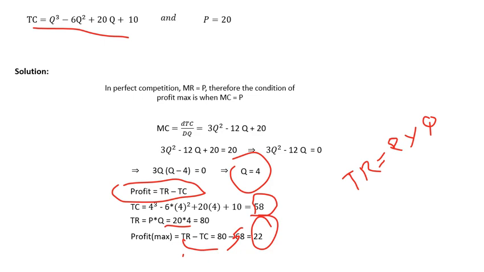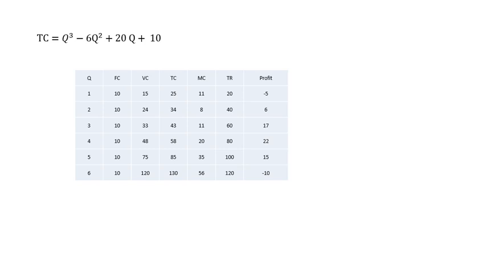Or we can also find the solution using the table like this. So here we have the different quantities from 1 to 6. Then here we have the fixed cost, which is this part, which is 10. It is fixed for all quantities. Then we have VC, which is variable cost. Variable costs are this part.